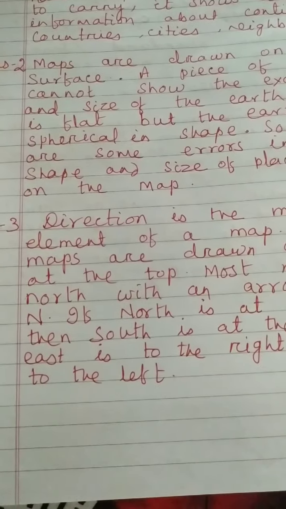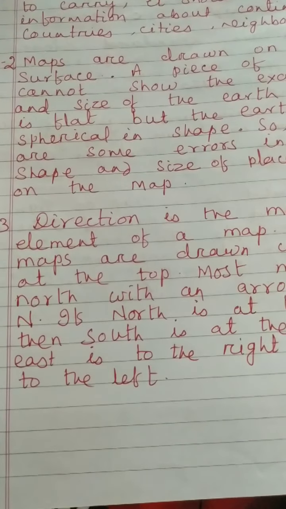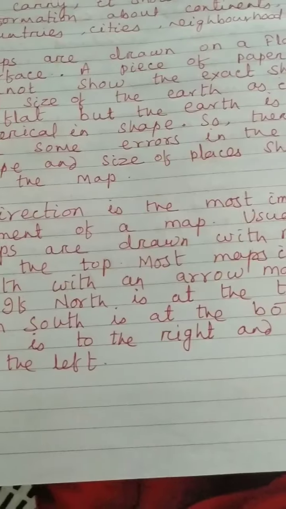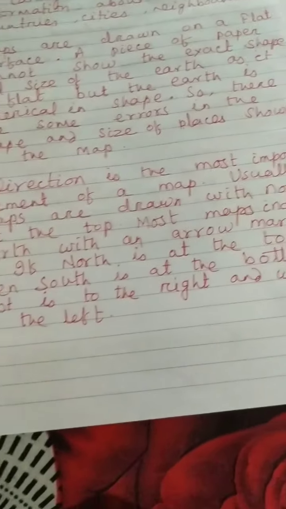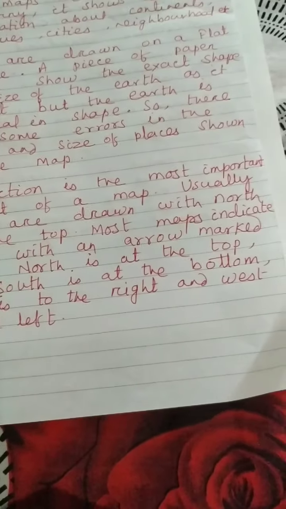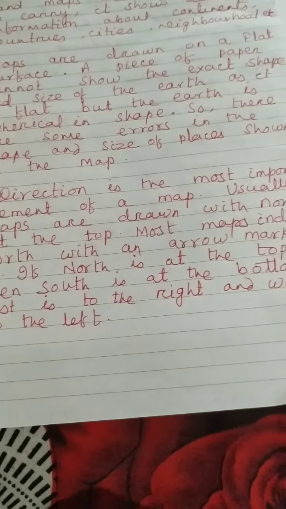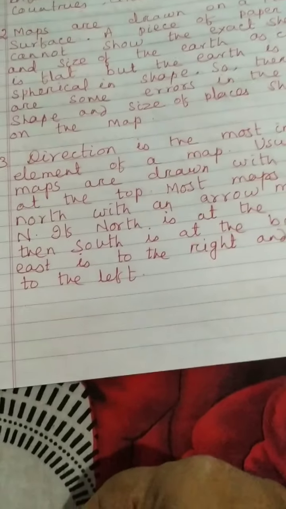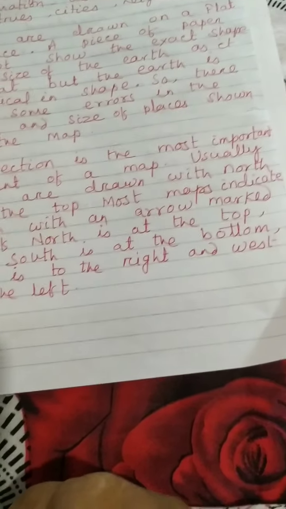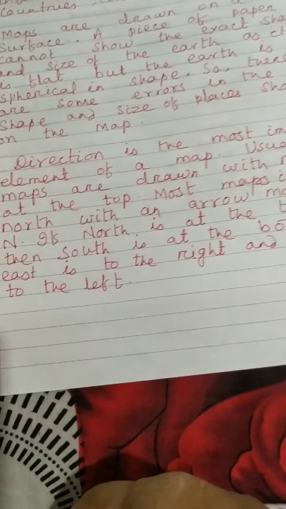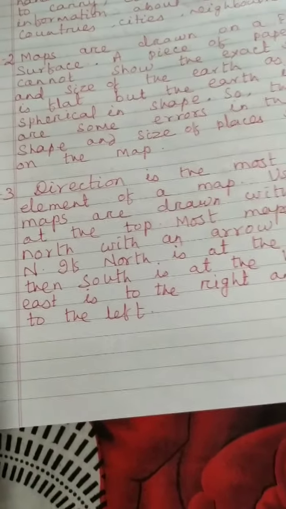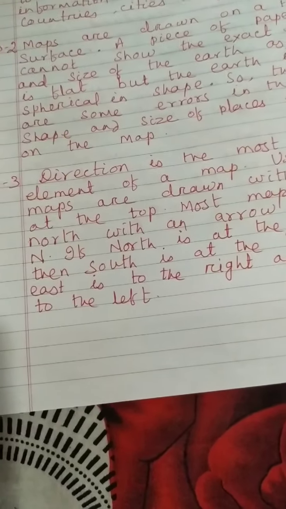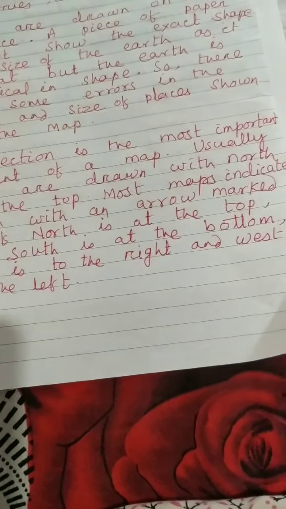Number 3. How is direction usually shown in maps? Direction is the most important element of a map. Usually, maps are drawn with north at the top. Most maps indicate north with an arrow marked N. If north is at the top, then south is at the bottom, east is to the right and west is to the left.